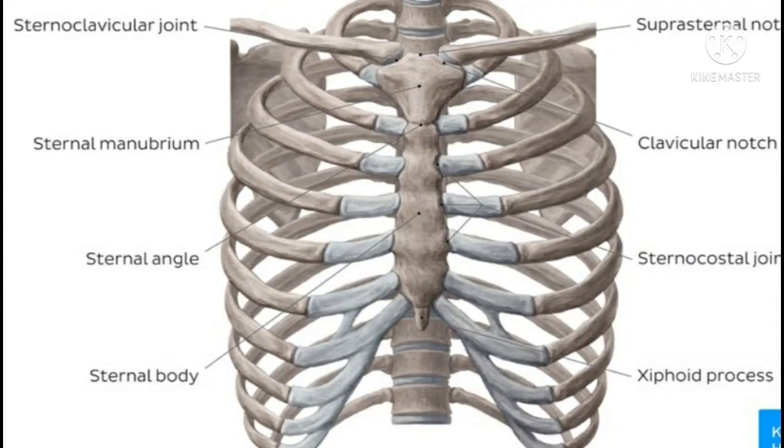They are 12 pairs, 12 on either side, along with the thoracic vertebra and anteriorly the sternum forming the thoracic cage.